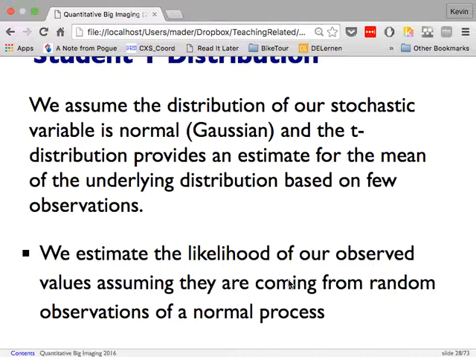And so you can use this to then estimate the likelihood of observed values, assuming they're coming from random observations of a normal process. It's a process that you don't necessarily know what it is, but you can use this t-distribution, if you know that your underlying distribution is Gaussian, to understand the properties of it better.